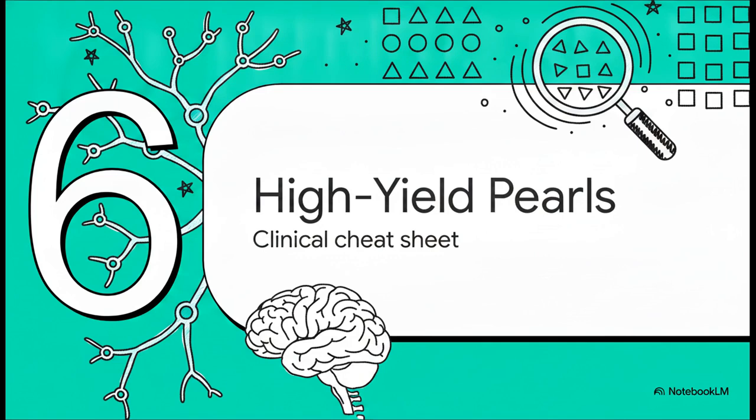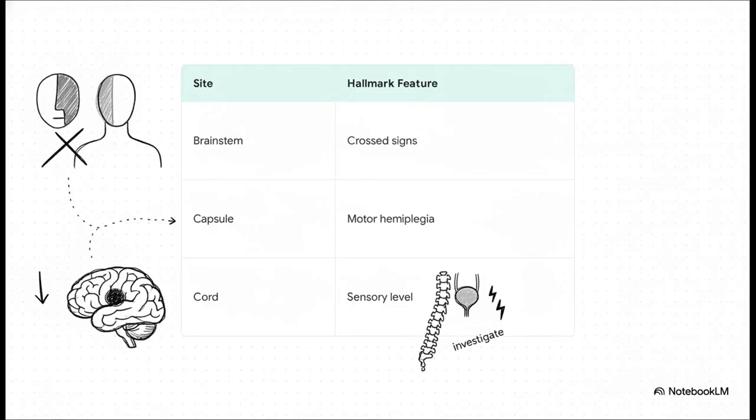Let's tie it all together in Section 6, high-yield clinical pearls. Let's see how this builds into an ultimate clinical cheat sheet. Pairing specific anatomical sites with their most reliable hallmark features is a total game changer. For example, if you see cross signs, so the face is affected on one side but the body on the other, you know for sure you're in the brainstem.